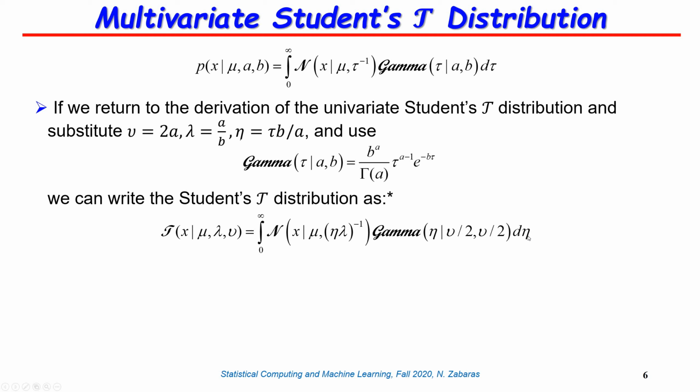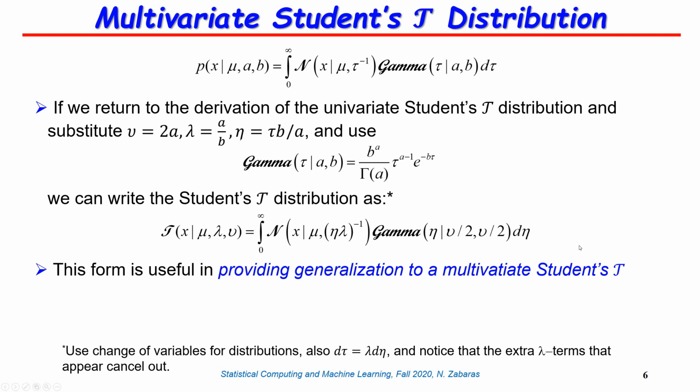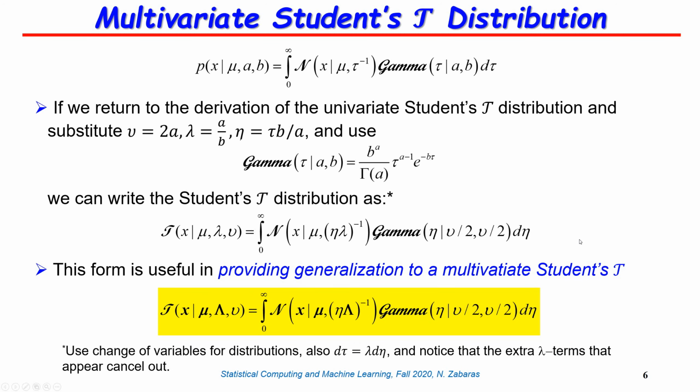So now we can really extend this to the multivariate case, where instead of a scalar precision lambda, we're going to put a precision matrix lambda, but the integration is still going to be in this parameter eta that is scalar. So let me just write that equation, the way it's going to look. So this equation is going to look like that.